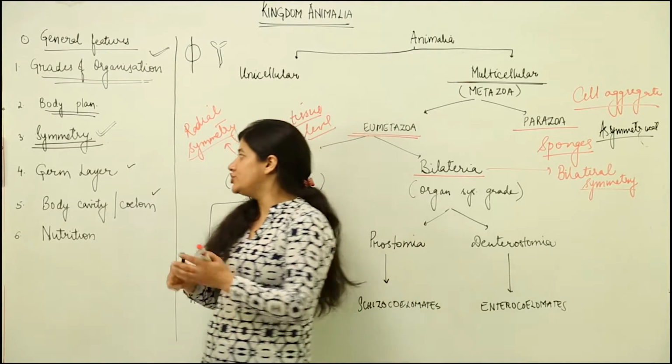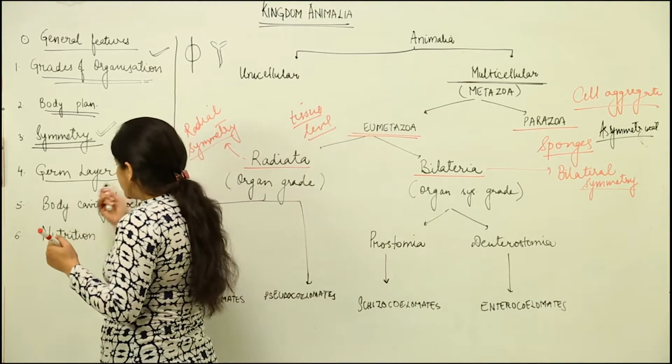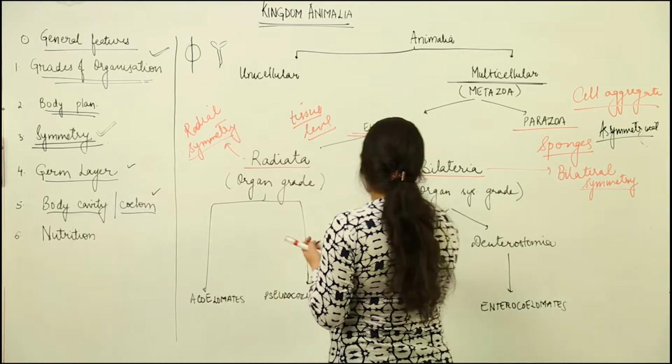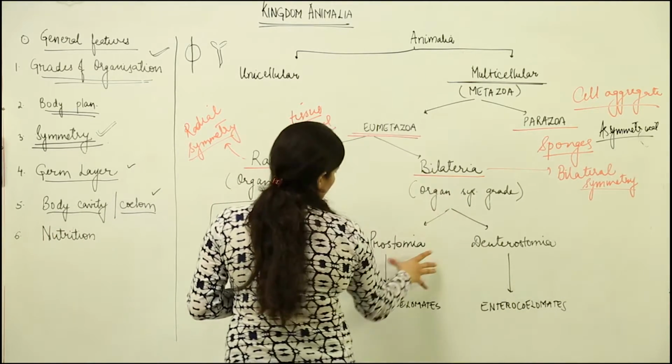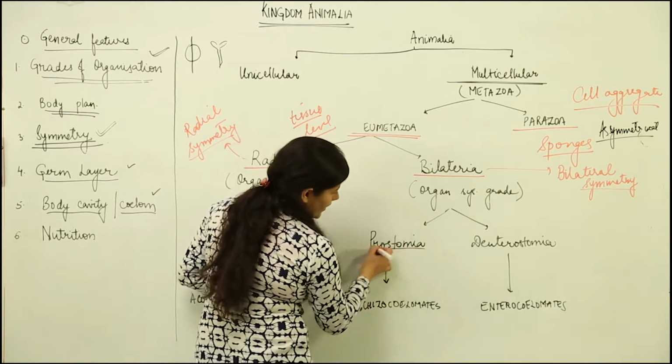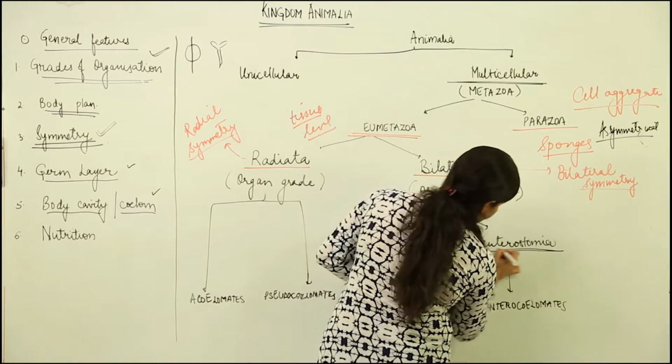Now, what is a germ layer? What is body cavity? What is coelom? Now, as you can see over here, we have two more terms, that is Prostomia and Deuterostomia.